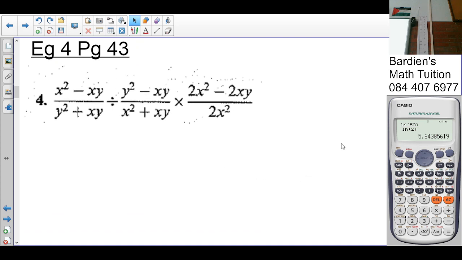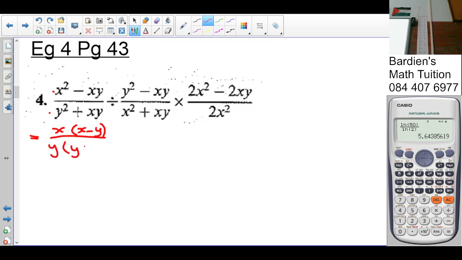Right. So what do we do? We must factorize all numerators and denominators. As you can see here, what is common here? X. So you take out x as a common factor, I'm left with x minus y over... What is common here? The y. And I'm left with y plus x.